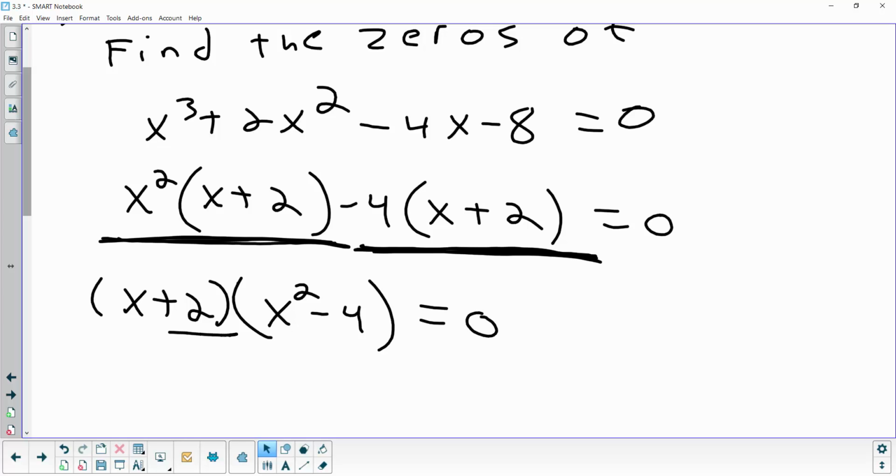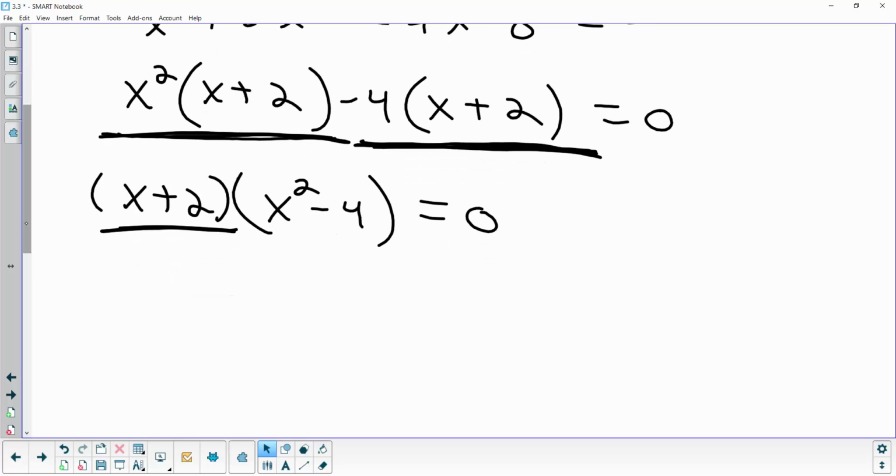And you can check it. Distribute that back out. You'd have X plus 2 times X squared. X plus 2 times negative 4. That's what we have right there. And now set each of these factors equal to 0 and then solve. What would make this equation equal to 0? Negative 2.